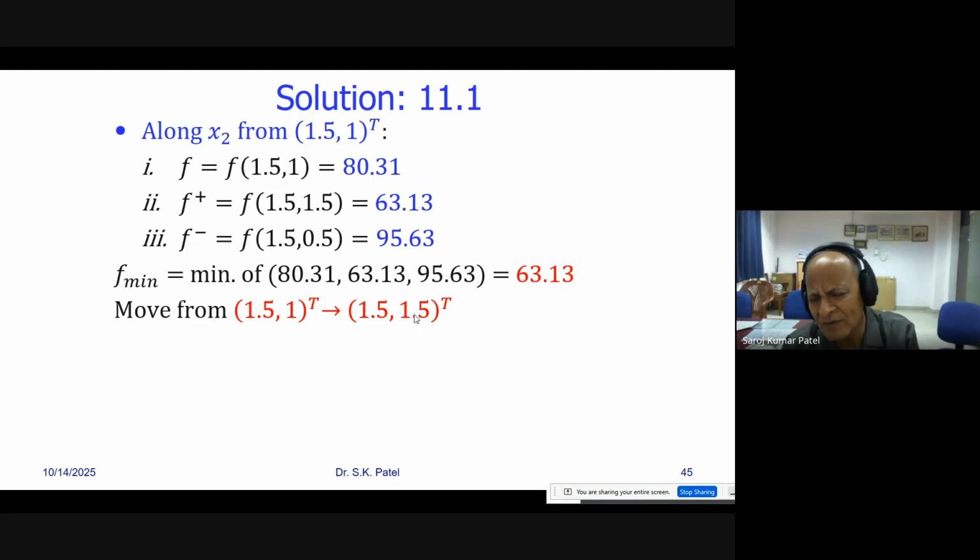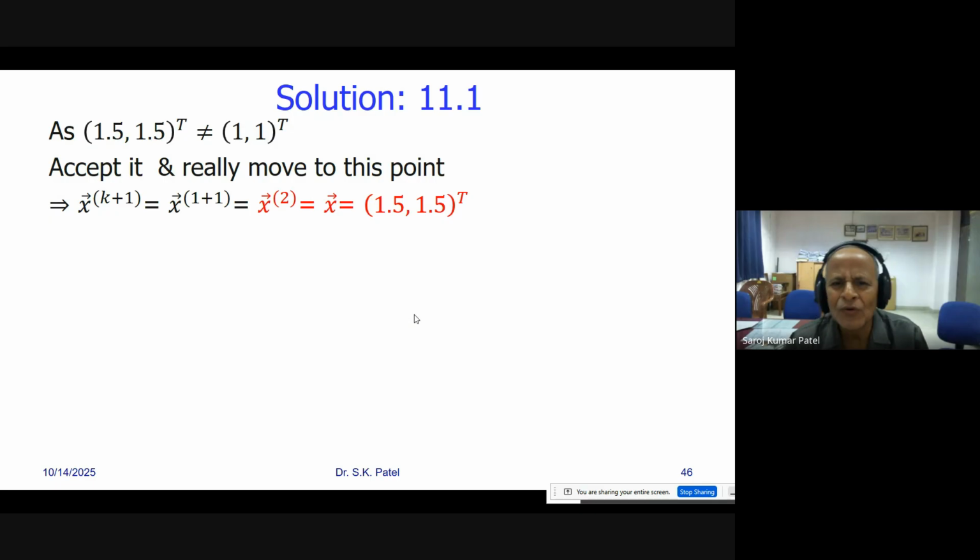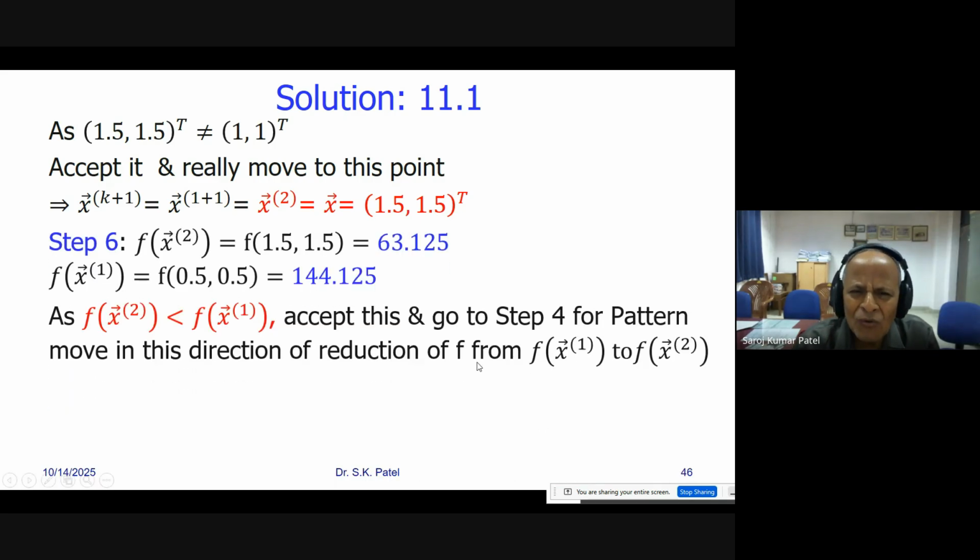Now you go to the third iteration. There we will do first the pattern move, then the exploratory move. So x2 is (1.5, 1.5). This is a new point. Now we have to compare the function value at x2 and x1. At x2, the function value is 63.125. At x1, the function value is 144.125. So the value is falling, decreasing from 144 to 63. So we are proceeding in the right direction. So we continue.